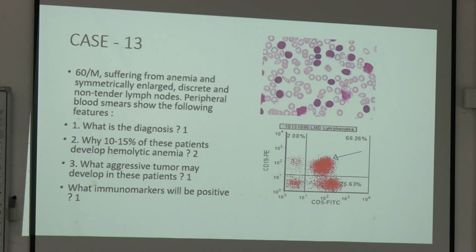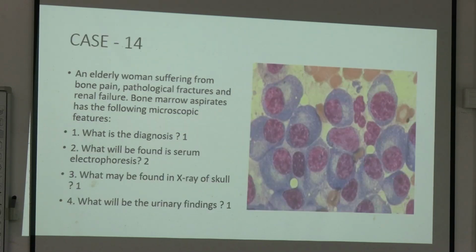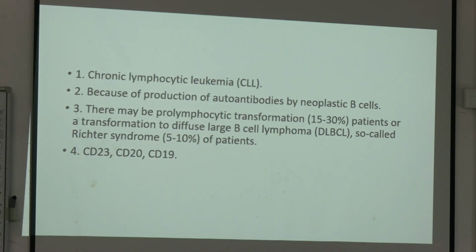Which aggressive tumor may develop in these patients? Prolymphocytic transformation to diffuse large B cell lymphoma, which is basically a non-Hodgkin's lymphoma, can arise, the so-called Richter syndrome. And finally, which markers? CD23, CD20, CD19.